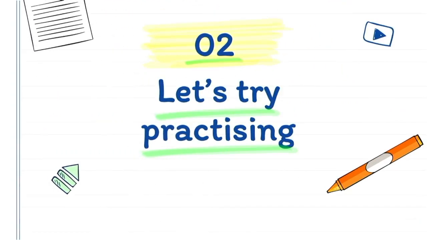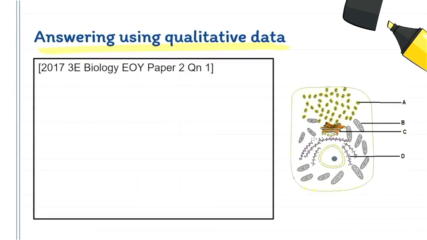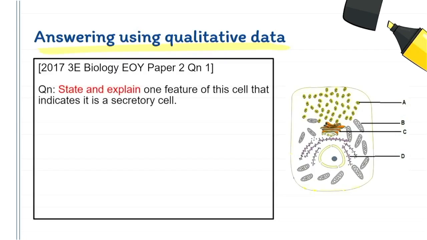Now, let's put our theory into practice. Let's try to answer a question using qualitative data. This question was featured in the 2017 Secondary 3 Biology End of Year paper. This question requires a student to state and explain one feature of this cell that indicates that it is a secretory cell. In this case, the claim is given in the question. It is a secretory cell.